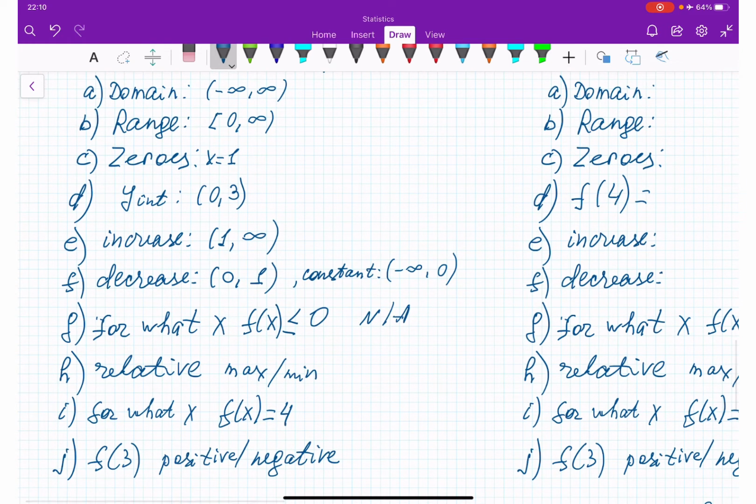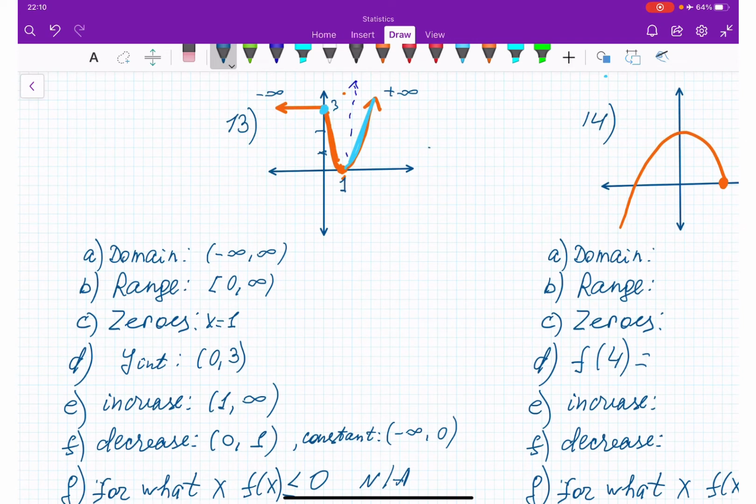Now we need to look at our relative maximum or minimum. At what point of x do we have maximum and minimum? Do we have a maximum here? No. Why? Because it's going with arrows. One is running to negative infinity, another one is running to positive infinity. There is no curve going down.